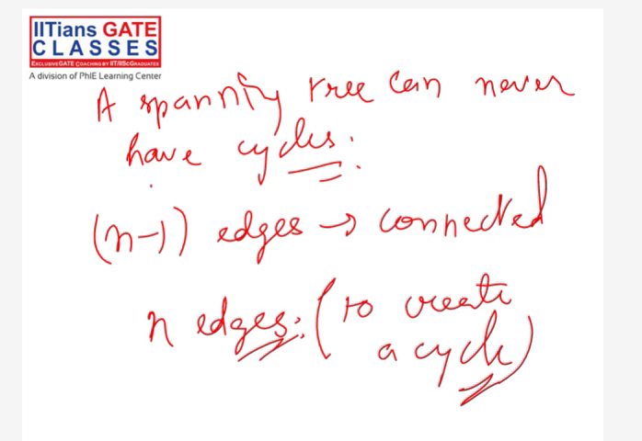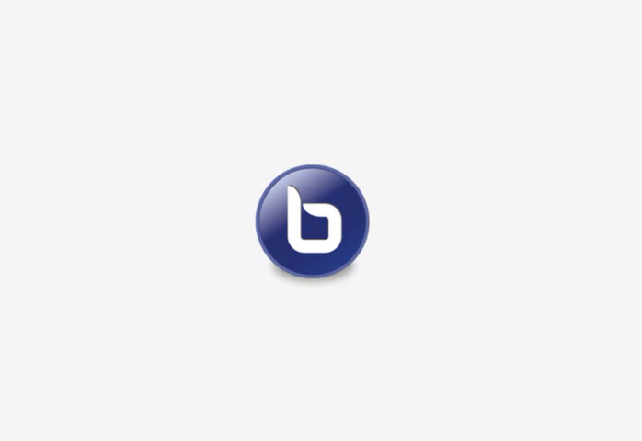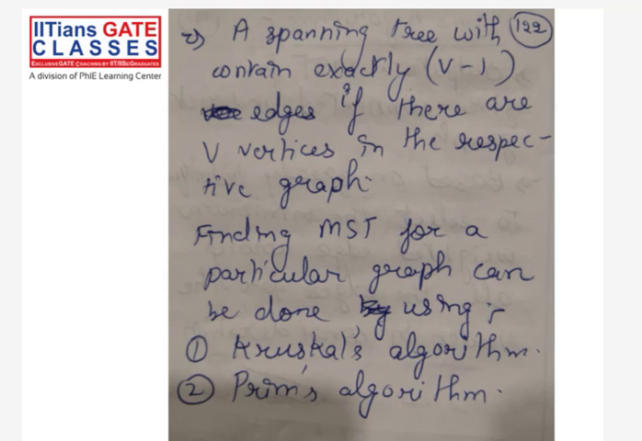Alright, so this is an important point. Please make sure that you note this down. Okay. Now this is the same point I repeated. A spanning tree contains exactly v minus 1 edges if there are v vertices in the respective graph.